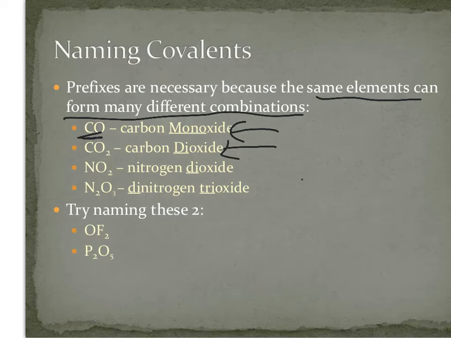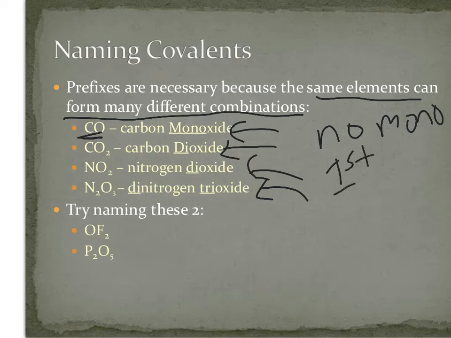Another example is nitrogen dioxide. We could also have dinitrogen trioxide. Now one thing I want you to notice is there's no mono on the first element. When there's only one of the first element, we don't use mono. However, if there's one of the second element, we need to use mono. That's just a general rule, something we'll have to work on.